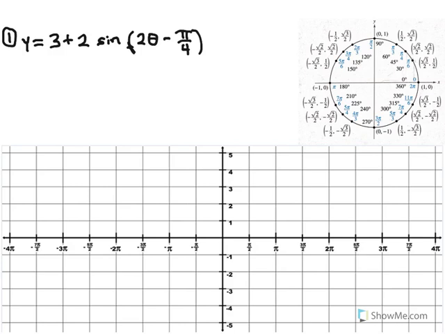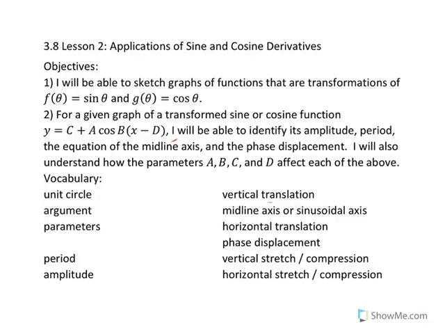So number 1, we have y is equal to 3 plus 2 times sine of 2 theta minus pi over 4. Here is what we would like to do. We would like to sketch the graph of the function, and then once we have the graph, we'd like to identify its amplitude, the period of the function, the equation of the midline axis, and the phase displacement.